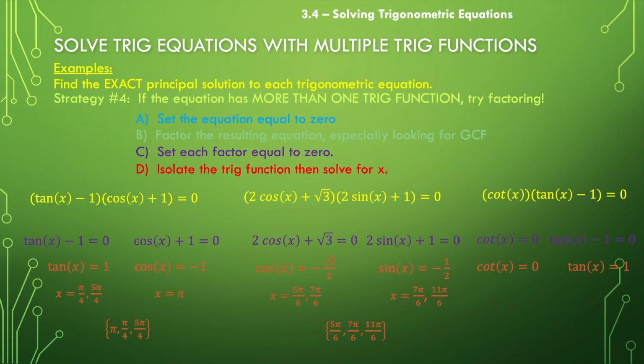Well, cotangent of x equaling 0, that's x over y equaling 0. So I'm really looking for where the x-coordinate is equal to 0. That's going to give me pi over 2 and 3 pi over 2 as outputs. And then where is tangent of x equal to 1? I'm looking on the unit circle for places where the x and the y coordinates are the same. That's going to give me pi over 4 and 5 pi over 4.